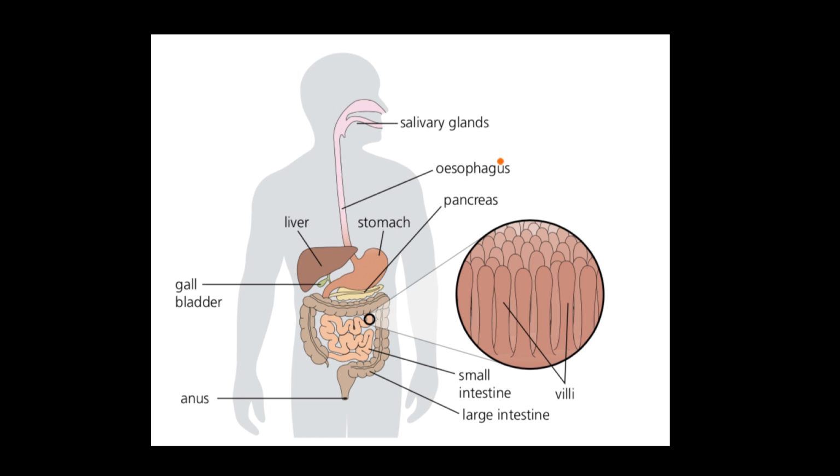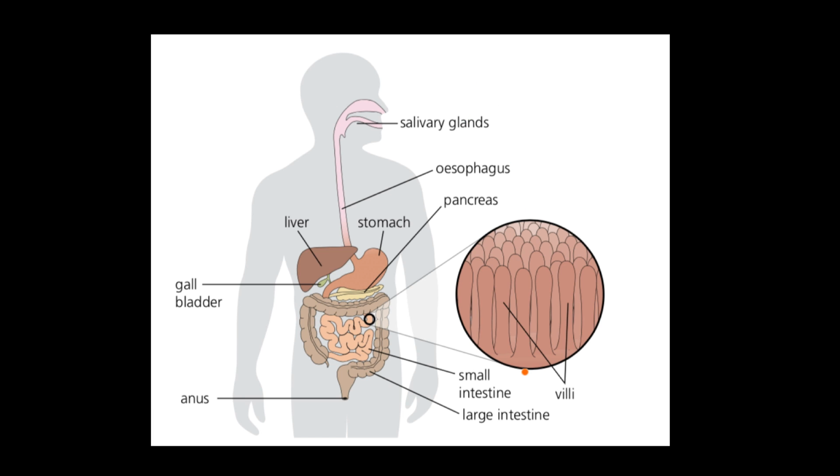So the small intestine, that's where a lot of the good stuff happens. The small intestine is actually not very small. It's the longest part of the whole digestive system. It's really long, but the job of the small intestine is to absorb all of this good stuff that we've been breaking down into the blood. So the small intestine is where you absorb all your nutrients into the blood.